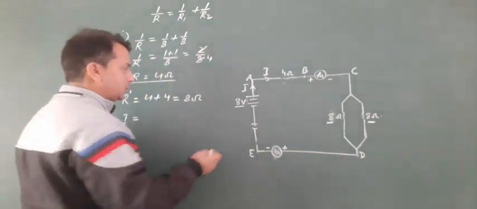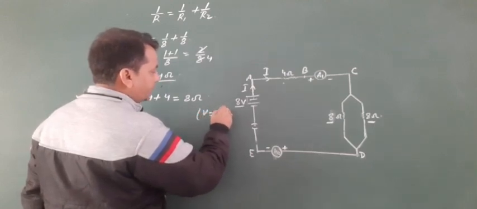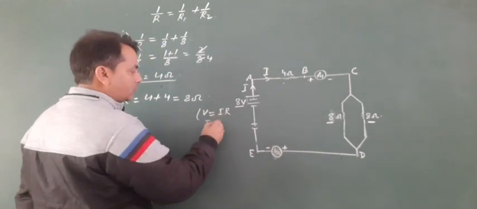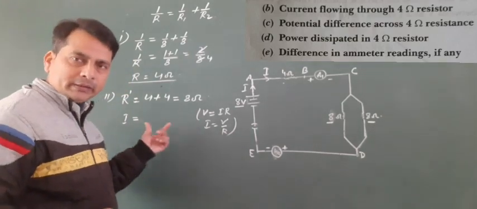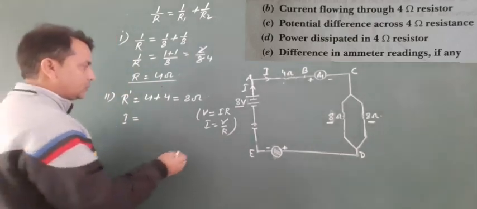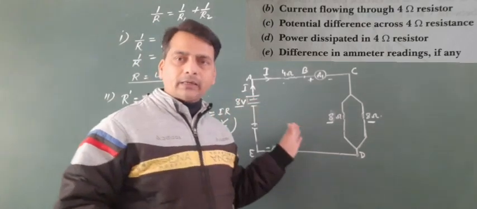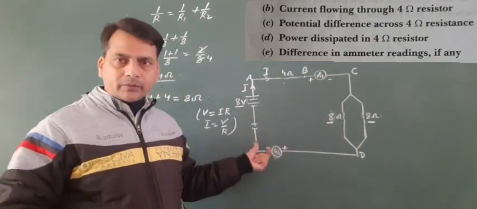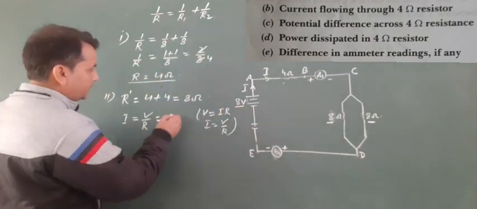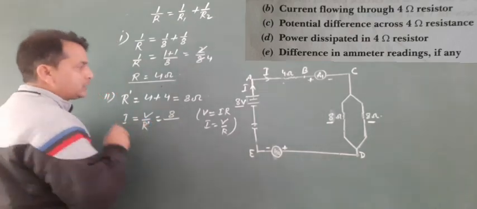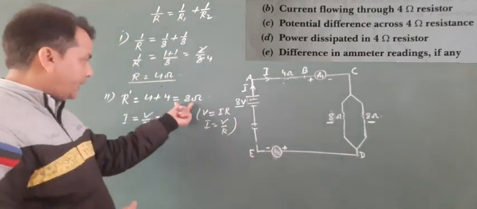According to Ohm's law, we know that V equals I into R, then I equals V by R. So apply this formula in this case. I equals V by R. The potential difference or voltage given in this circuit is 8 volt. So put the value of potential difference, 8 volt, then 8 by R dash, where R dash means the total or equivalent resistance in this circuit, that is 8 ohm.